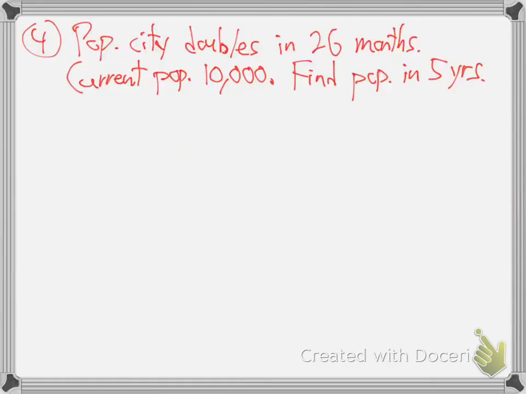Okay. We measure all these kinds of growing things. So I'm going to use the PERT formula. Every problem in this biology, chemistry section is with the PERT formula because living things grow smoothly. So, all right. The population of the city doubles in 26 months. Current population is 10,000. Final population in 5 years.